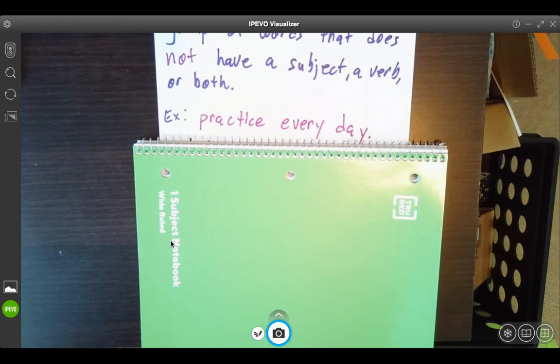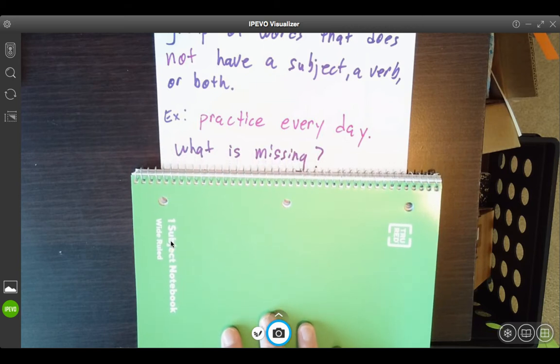Example, practice every day. Maybe you've heard that phrase before. Maybe a coach or a teacher told you. But if I'm writing this sentence out, let's say in my journal, or I'm typing it in a text message, it would not be a complete sentence. It's missing something. What is missing?